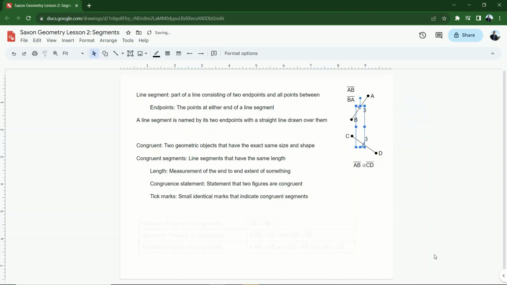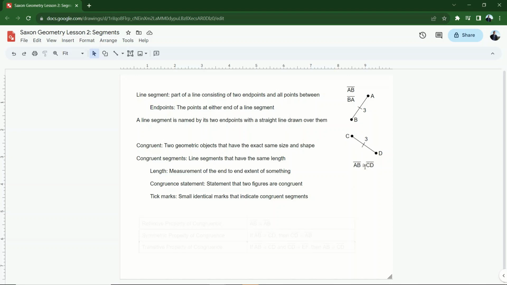If I had these tick marks laid on top of my figures, they're identical marks. I didn't do a great job centering them. Let's see if I can get this top one a little bit better here. But they're identical marks, okay? And what they're meant to do, since this has a single tick mark and this has a single tick mark, I know that these two segments are congruent to one another.